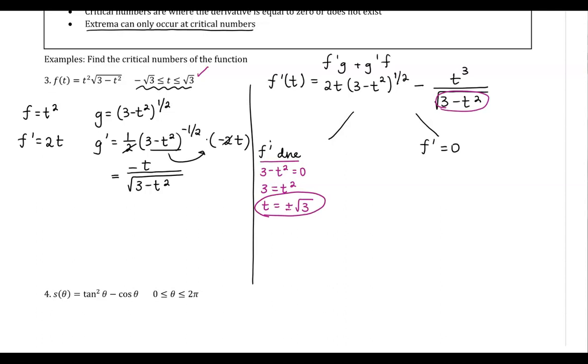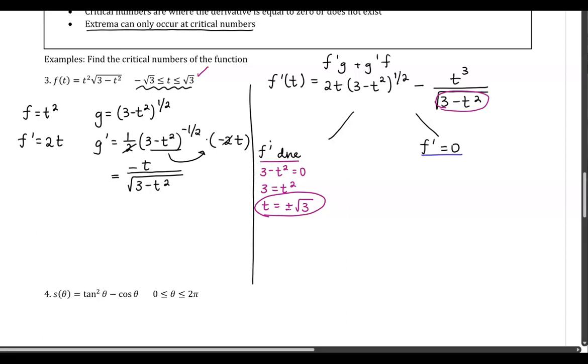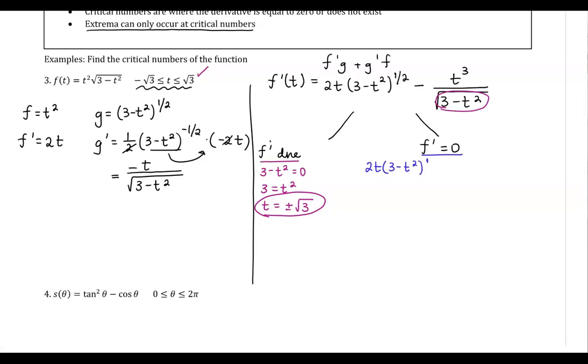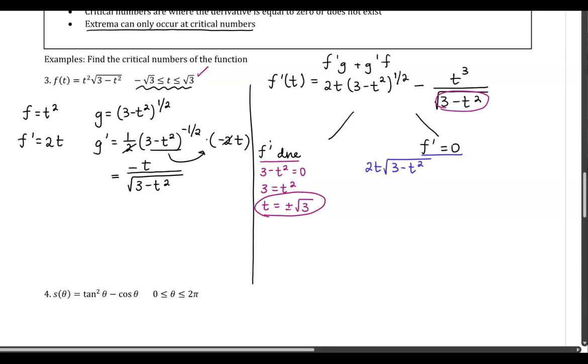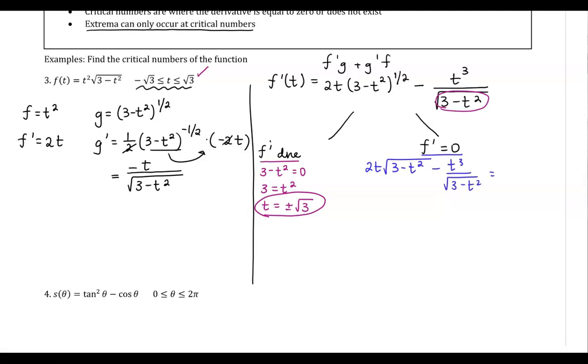Now I'm going to go look for numbers where the derivative is equal to 0. So I'm going to take the entire derivative, which is 2t times (3 minus t squared) to the 1/2 power, and I think that one, I'll just write it as a square root now, minus t cubed over the square root. All of this is set equal to 0. I'm going to add the t cubed term to the other side of the equation. And then I'm going to multiply both sides of my equation by the square root that's in the denominator so that we can get rid of it. It will cancel on that side.